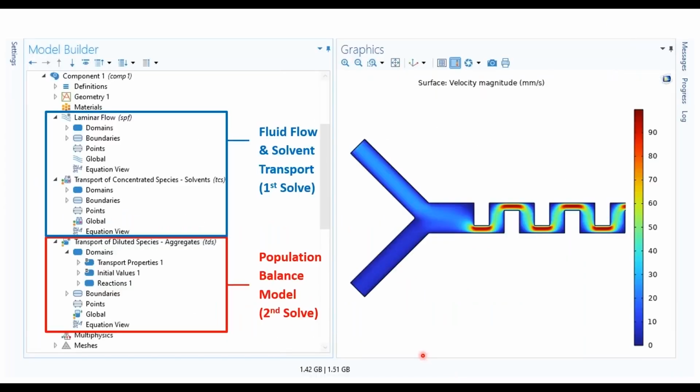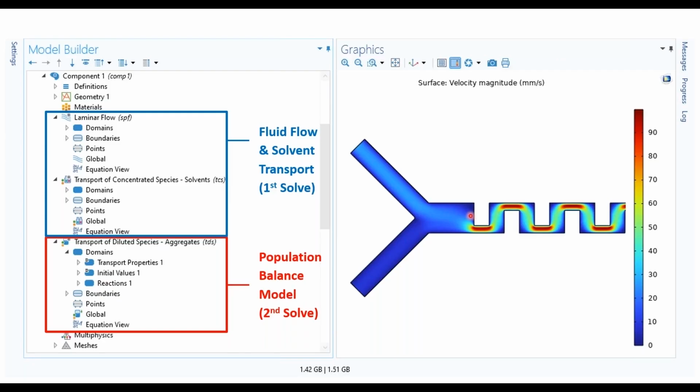And so in COMSOL, this is sort of how the interface would look. So here there are only 3 modules, a laminar flow and a transport of concentrated species module to account for the fluid flow and solvent transport. This can be solved on a relatively coarse mesh as a first solve or a first study in COMSOL. And then a second study, which takes information from the first, would track the evolution of the moments of the particle size distribution. And so all the population balance modeling can be done using the transport modules, using the reaction terms as a source that depends upon the solvent composition.